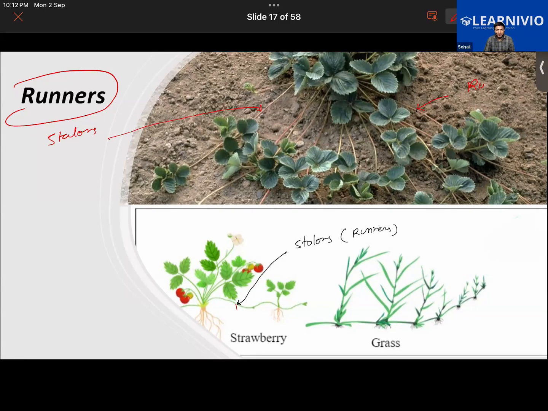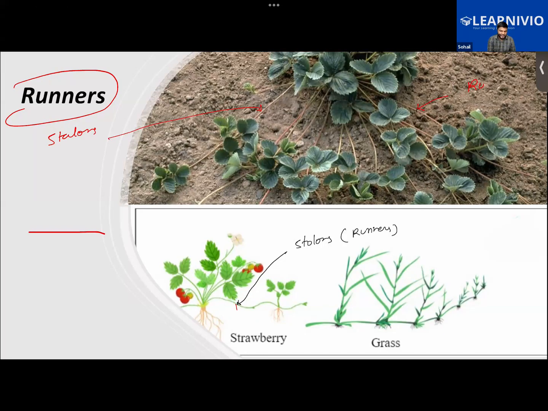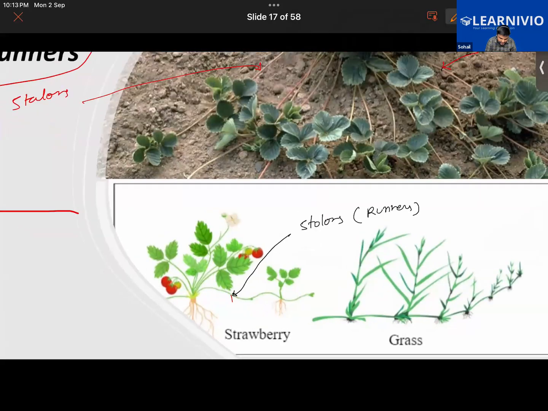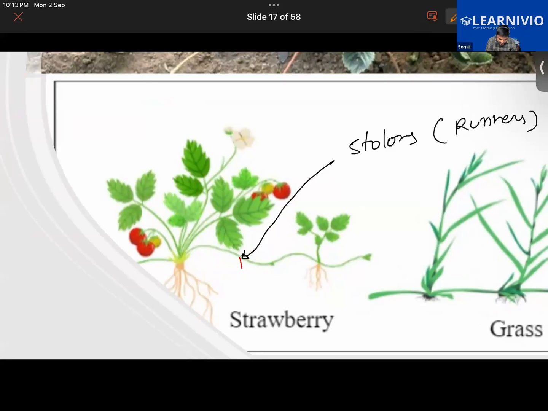Now the special thing about them is, as they grow horizontally, meaning that if this is the ground, they are growing like this, horizontally above the ground, and they are creeping above the soil surface, and they contain buds in them. For example, if you guys can notice down over here, this structure, this is a bud. Getting it? From this one also, roots can develop if it touches the soil.